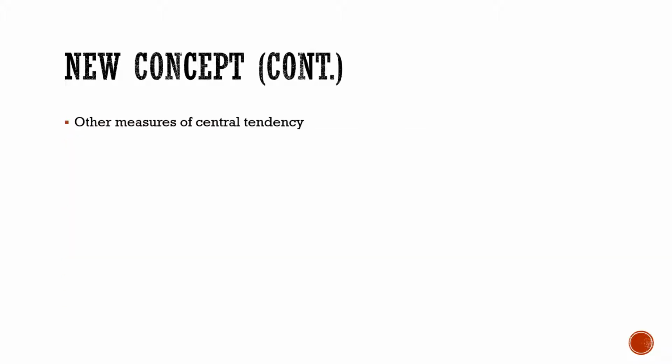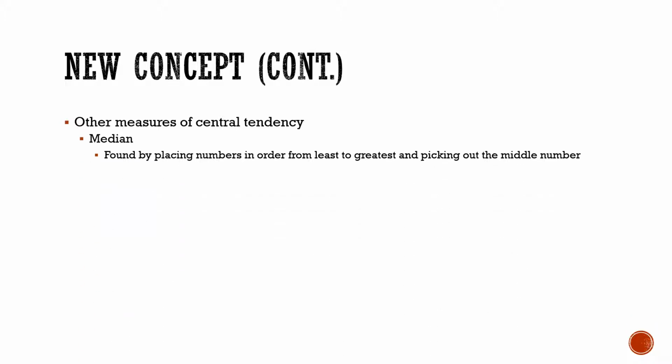There are other measures of central tendency besides mean. We have the median, which is found by placing the numbers in order from least to greatest, and then you have to pick out the middle number. So this part is important. You have to order them least to greatest before you pick out the middle number. Otherwise, the number you find might not be your median.